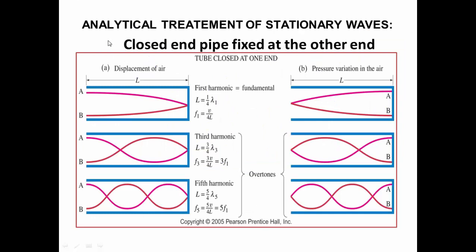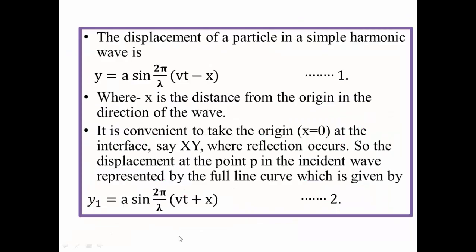Now, analytical treatment of standing waves. In this case we consider a closed end pipe, or a string fixed at the other end. This is the interface. It's the open end, and the closed end is closed, as of the organ pipe you consider. This is the standing wave pattern. Next we consider the displacement of the particle in simple harmonic motion, given by y is equal to a sin 2π/λ into (Vt minus x). This is equation 1.